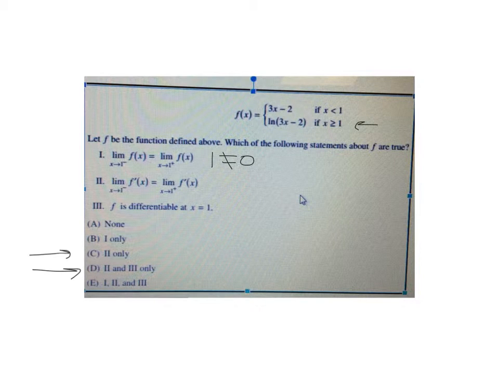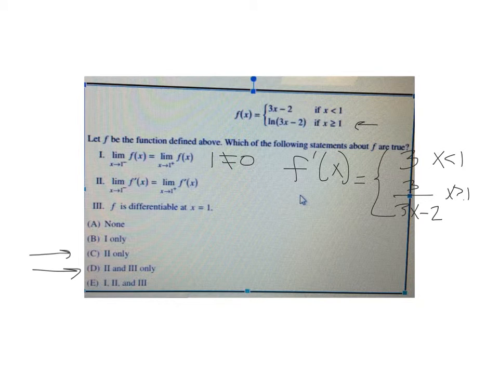Now, if we take the derivative of this piecewise, and we take it correctly, which the majority of you did, you've got 3 for the first piece for x is less than 1, and you've got 3 over 3x minus 2 for 1 over u du for x is greater than or equal to 1. Okay? Now these two things are asking two different questions.